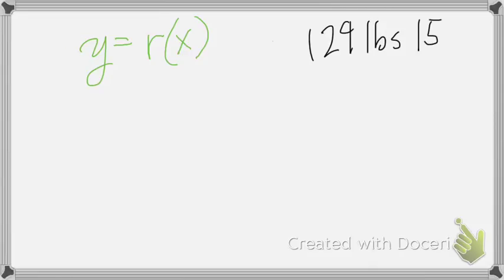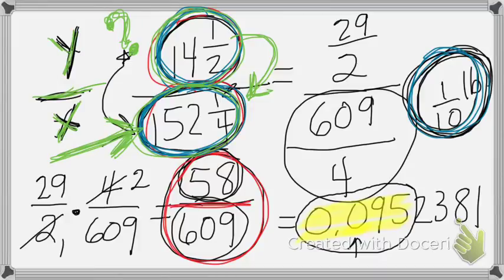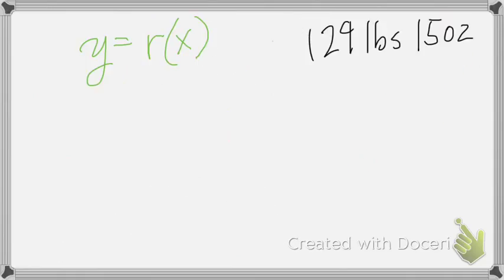Pounds 15 ounces. All right. So this is our hiker's weight, and our hiker's weight, if you remember, is our X. Okay, let's go back here again. Hiker weight right here is our X. In this case, it was 152 and 1/4. Here we're looking at 129 pounds, 15 ounces, which is also, of course, 129 and 15 sixteenths.